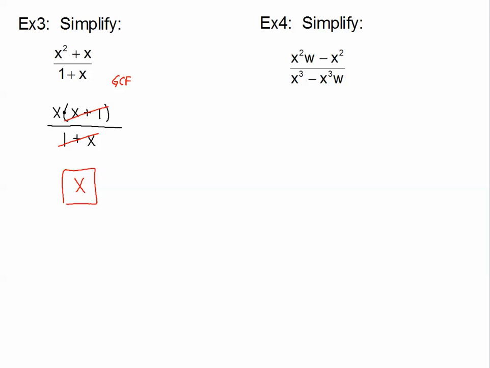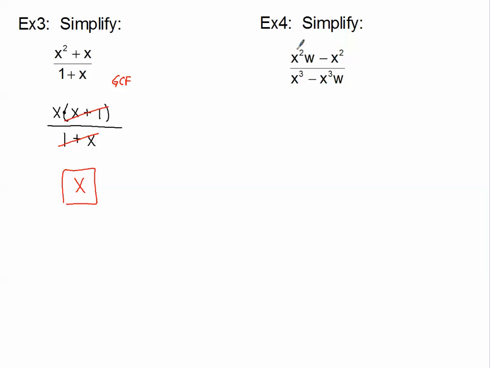Example 4 is similar. I don't have any multipliers yet. I don't have any factors yet. So I'm going to need to factor the numerator. I'm also going to need to factor the denominator. These are both binomials, so it's probably a GCF going on, and that's true.